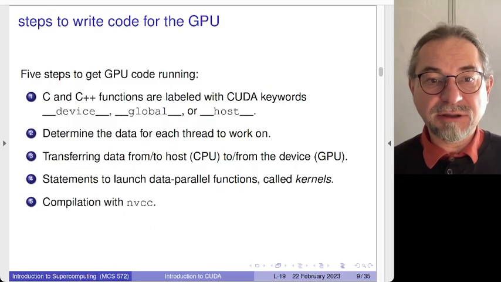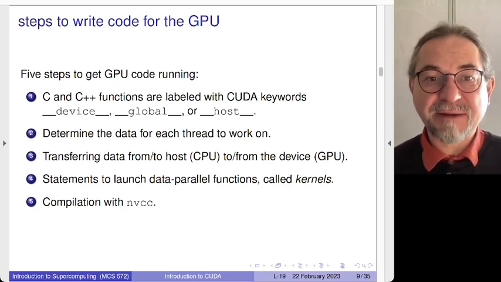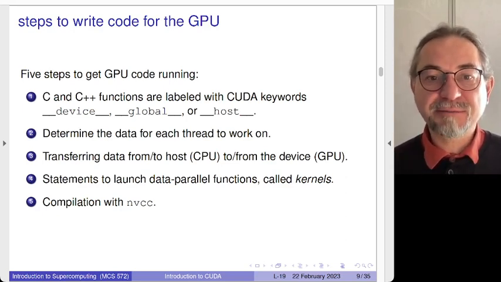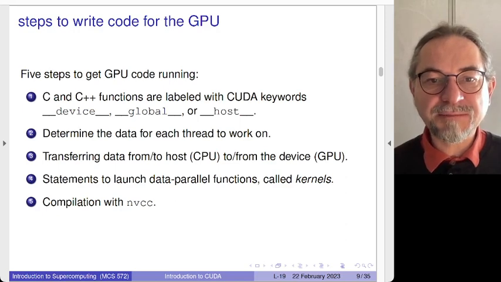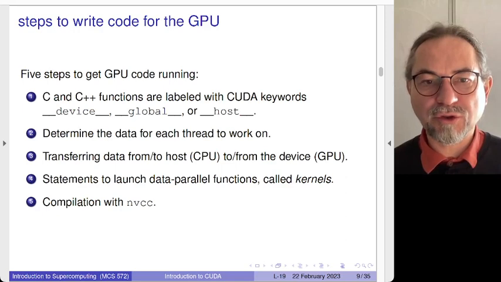Okay, so it's easy to get lost in all kinds of technical details, but here is the 5-step process to get our GPU code running. We write a C and C++ program and label our functions with these predefined keywords: device, global, or host.